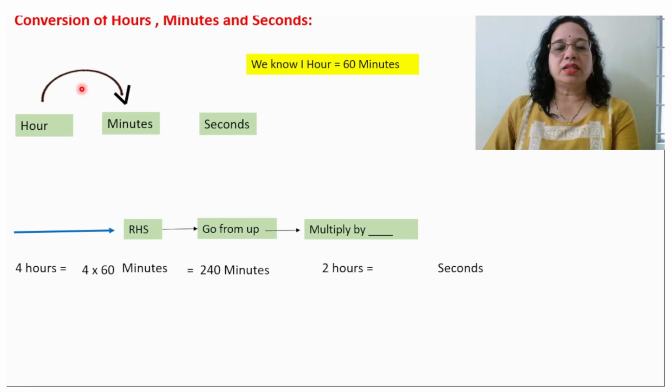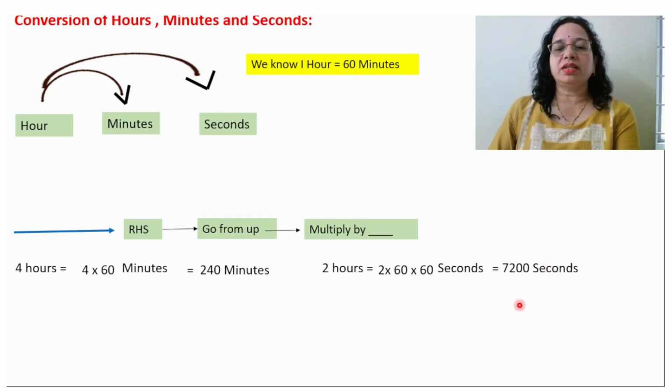Let us take another example. 2 hours is equal to how many seconds? So we will move from here. So just count how many places. This is 60 and one more time 60. So 60 into 60 and 2 will be as it is. So 2 into 60 into 60 seconds. Multiply this, you will get 7,200 seconds.